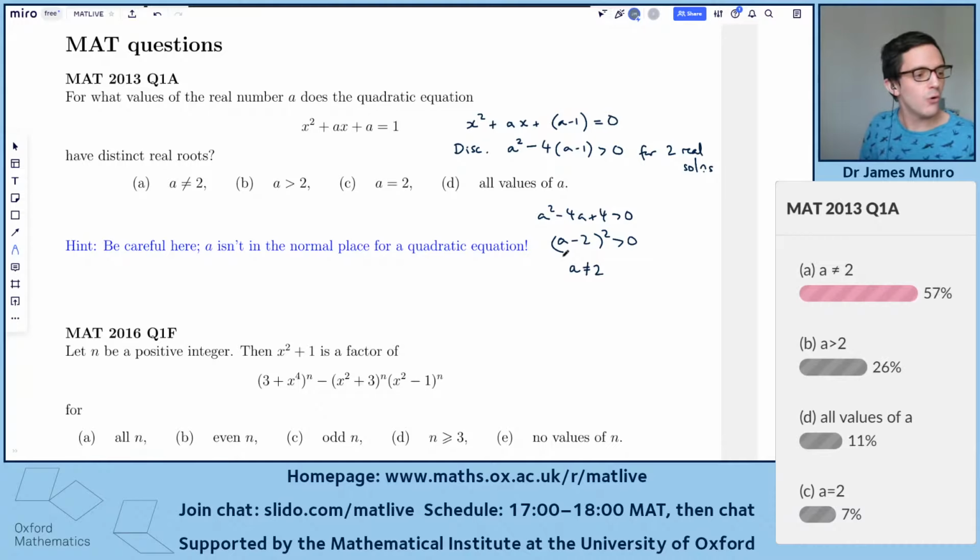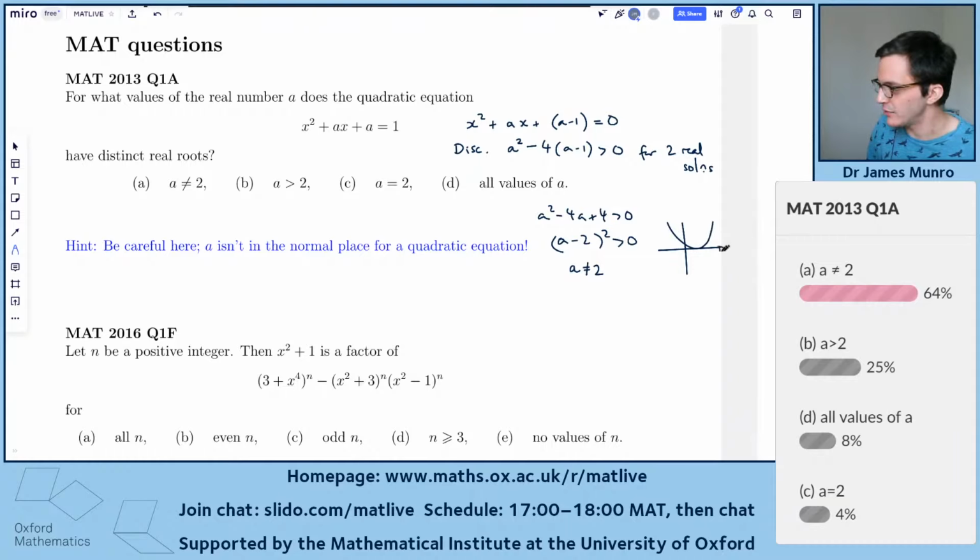Brilliant stuff. Oh, and I can see why people have picked B. If you're rushing a little bit, then you might square root both sides over here. You might say, I want a minus 2 to be positive. But that's not quite correct. We don't want a minus 2 to be positive. A minus 2 could be a negative number. Negative numbers also square to positive things. Last week we had something like this as well. It's like thinking about when is this quadratic in a positive? And the answer is almost always, except not here. Okay, good. I can see why people picked B for that one, but good to see A winning.